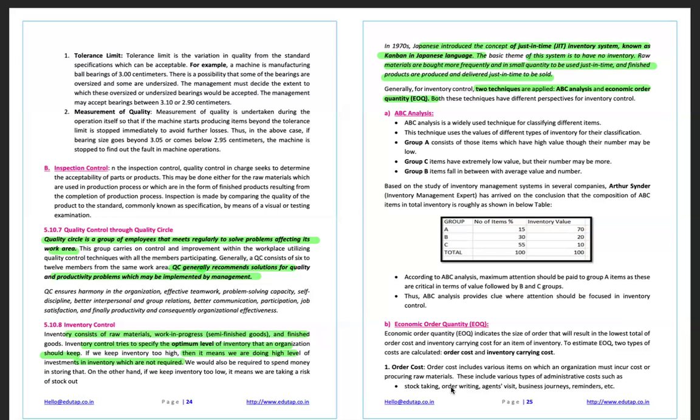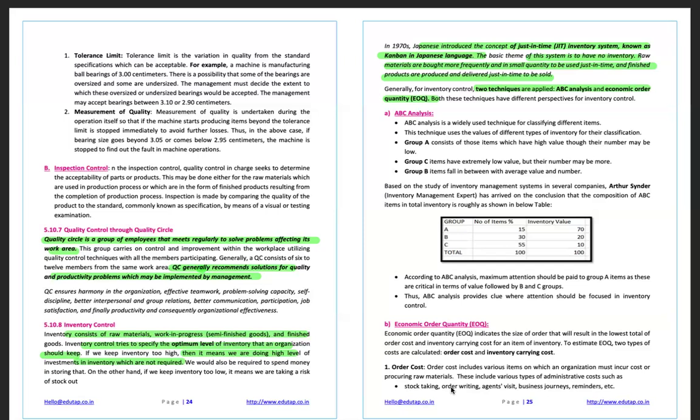So ABC analysis है and economic order quantity है. तो ABC analysis में ग्रुप ए वाले हाई वैल्यू होते हैं और उनके नंबर लो होते हैं. ठीक है, Group B items fall in between average value and number. Group C have extremely low value but their number may be more. ठीक है, so, according to ABC analysis, maximum attention should be paid to Group A items as these are critical in terms of values, followed by B and C groups. Thus, ABC analysis provides clue where attention should be focused in inventory control.